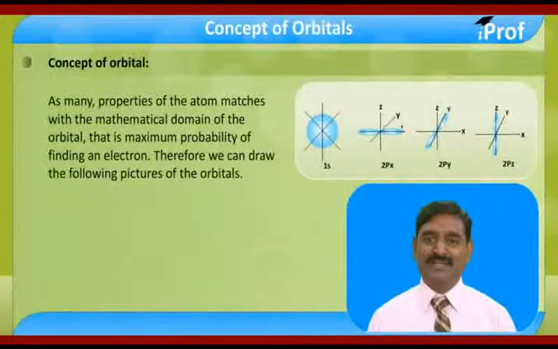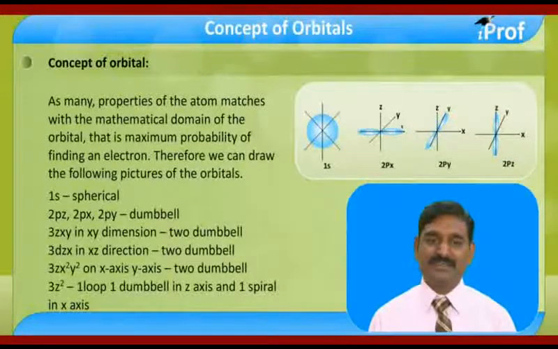As many properties of the atom match with the mathematical domain of the orbital, that is, the maximum probability of finding an electron, we can draw the following pictures of the orbitals.